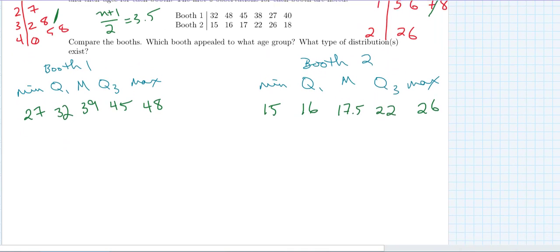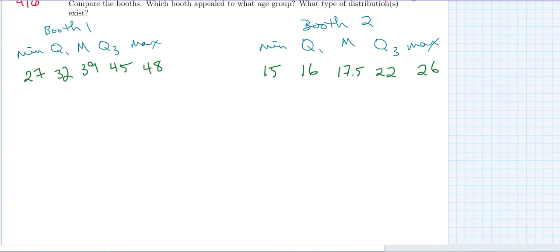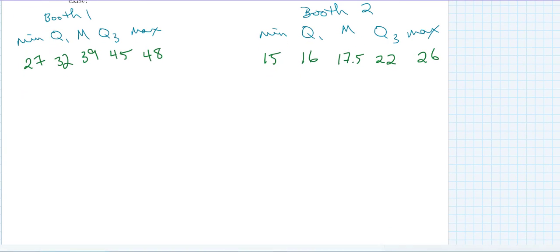Alright, so we have our 5-number summaries, and based off of what we know, whether the median is close to Q1 or close to Q3, we could figure out what type of skew this is. So we have a distance of 6 here, and we have a distance of 7 here, so the median is closer to Q3, which implies a left skew.